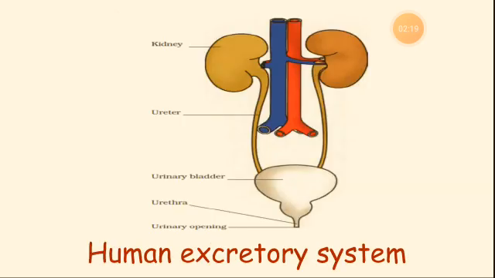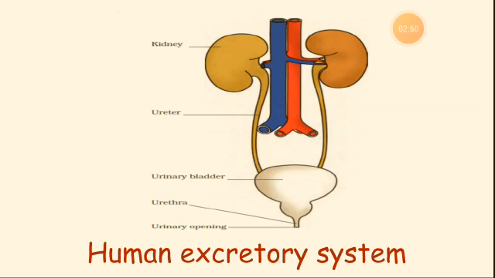Next we are going to study excretion in humans. On the screen you can see the human excretory system. It is composed of a pair of kidneys, a pair of ureters, a urinary bladder and the urethra. As we have seen earlier, carbon dioxide is removed as waste from the body through the lungs during exhalation, and the skin removes excess water, salt, urea and uric acid from the body in the form of sweat.